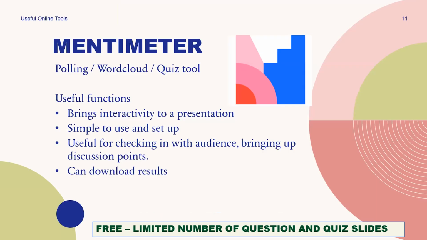Okay. And then the last tool that I use is Mentimeter. Mentimeter is called an interactive presentation tool. What you can do with it is create word clouds, create quizzes, and ask the audience questions. It's really nice for bringing interactivity to a presentation. It's pretty simple to use and set up, and it's useful for checking in with an audience or bringing up discussion points.